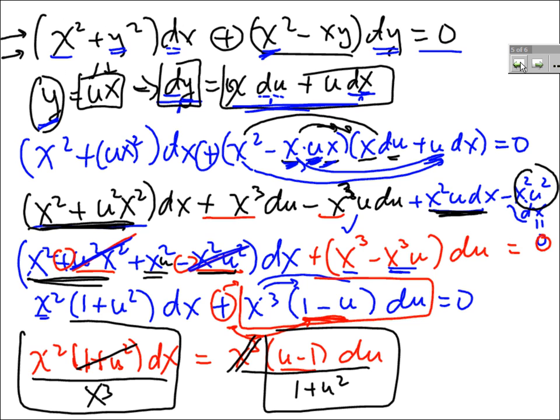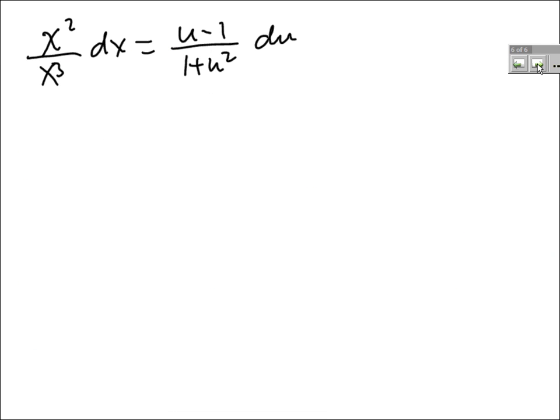Now I just want to see one thing. Okay. Now another typo. Sorry about these silly typos. That u is not squared, so it shouldn't be squared. I'm just dividing by 1 plus u. Now, this is just 1 over x, 1 over x dx.